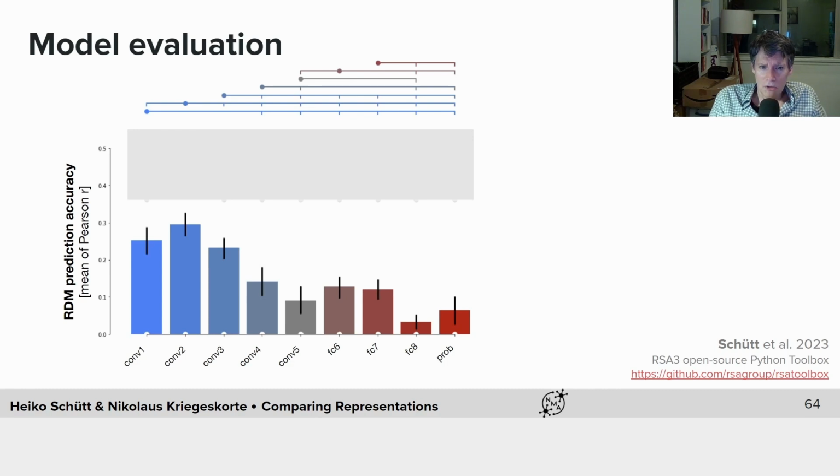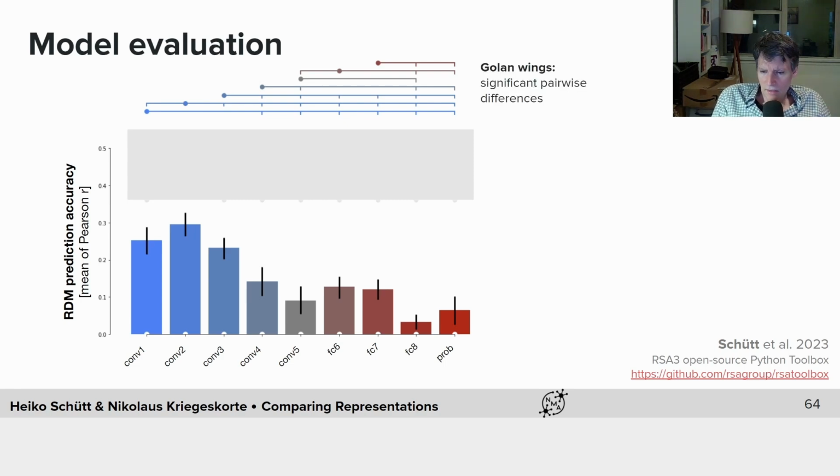So the model evaluation gives us something like this bar graph, which shows the performance of different models as representational models of a reference representation, for example, from a brain. This is simulated data, but this is what it looks like when you compare different predicted RDMs to brain RDMs measured in subjects. And what is plotted here is the RDM prediction accuracy, and here it's the mean across the subjects of the Pearson correlation between the predicted RDMs and the measured RDMs.